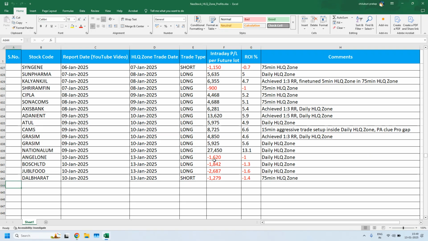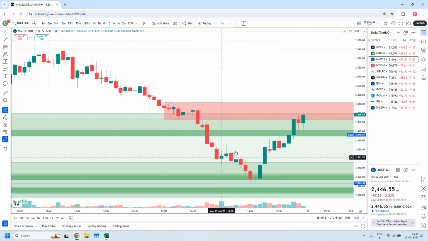So that's why Angel One has given a 1,620 rupees loss, because it is stopped out, and it is a 1% negative ROI as per one futures margin cost, on our margin cost. So all these stocks are within our stop buffer limits only, because we can't take risk beyond 2%. So this is okay, fine.